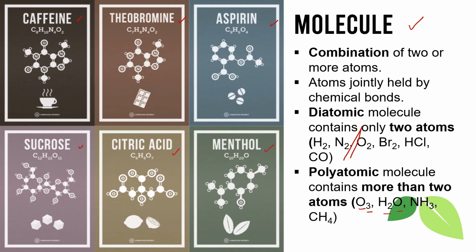For diatomic molecule, di means 2. So a diatomic molecule is a molecule formed from the combination of only 2 atoms. So O2 consists of 2 oxygen atoms. HCl consists of 1 hydrogen and 1 Cl. Carbon monoxide, CO, also consists of 1 carbon and 1 oxygen atom.